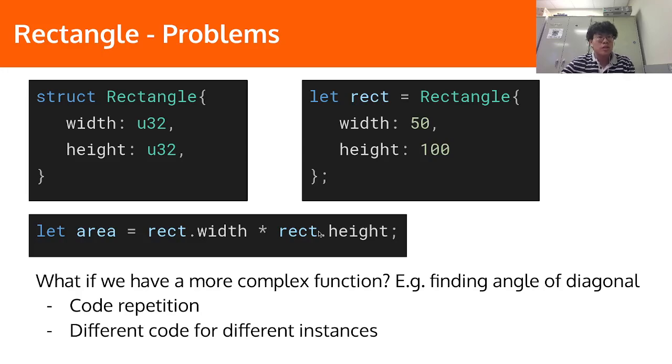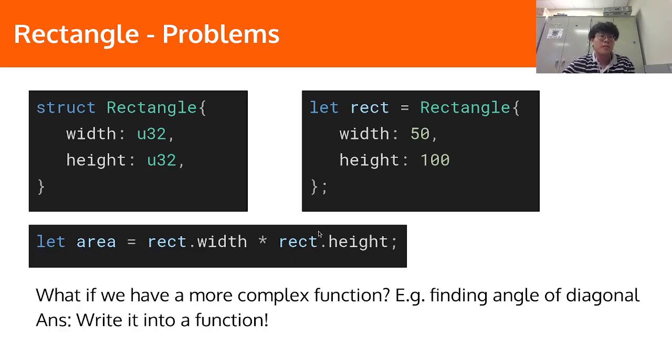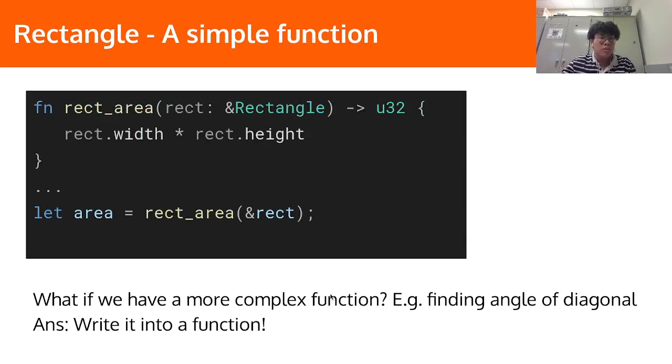So actually the solution should be quite straightforward, right? Just put everything into a function, right? So for example, here we create a function called rect area. All it does is take in a reference, notice this, a reference to a rectangle struct, and it returns the area, right? So this helps us to solve our problem of code repetition, as well as repetition across different instances, right?